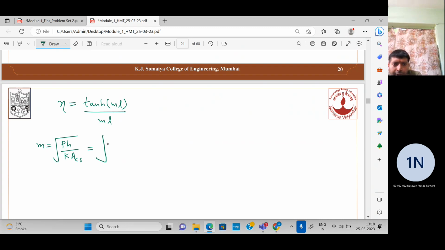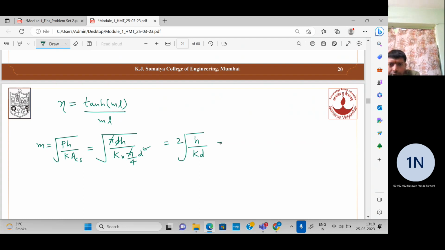So it is equal to, again, this is having diameter 12 mm. So this is the fin having circular cross section. So perimeter will be pi d. This is h divided by thermal conductivity into cross sectional area, which will be pi by 4 d square. So again pi cancels, this d will cancel. So we'll get this as 2 root h by kd.